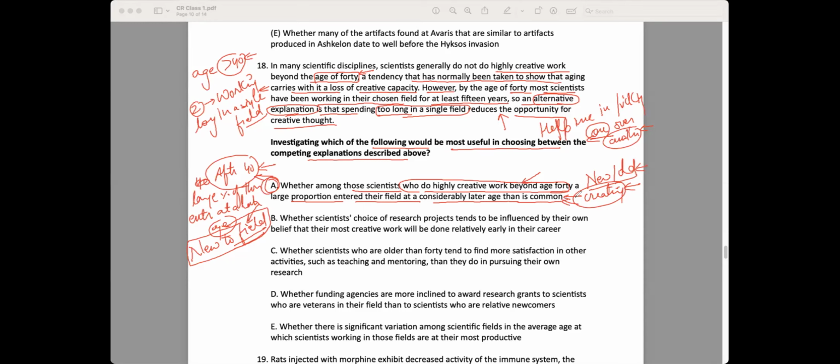If yes is the answer to this question, it will help me know that it's not age, it's being new or old to that field that will decide the lack of creativity. If the answer is no, then it will say that being late or new to a field doesn't matter. That's what we'll decide. Okay, so option A we can definitely keep.